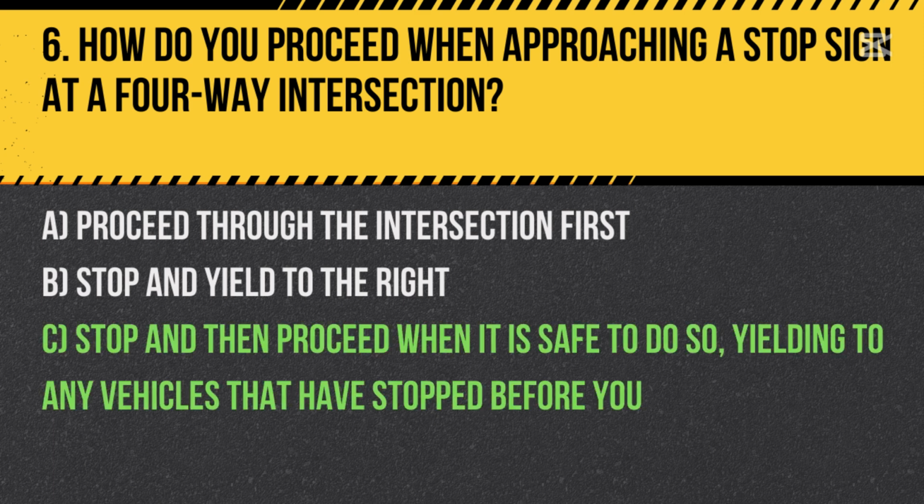Answer. C. Stop and then proceed when it is safe to do so, yielding to any vehicles that have stopped before you. This ensures a safe and orderly flow of traffic at the intersection.